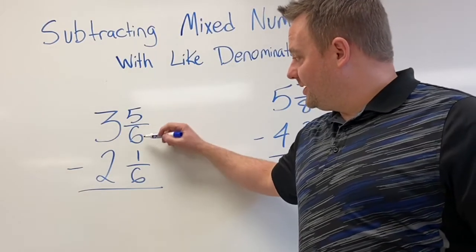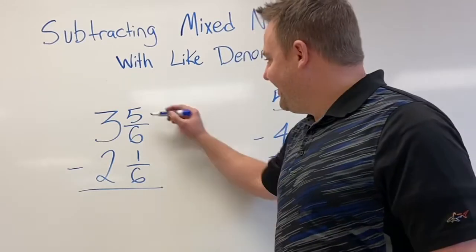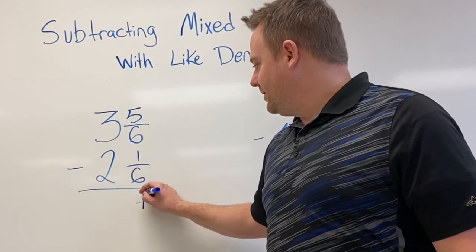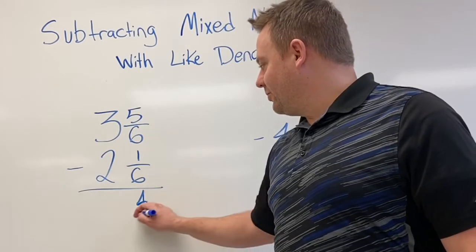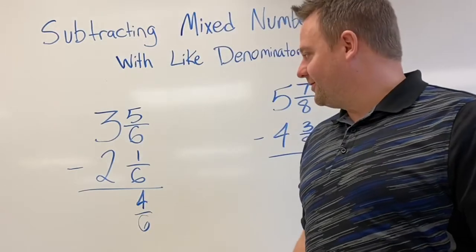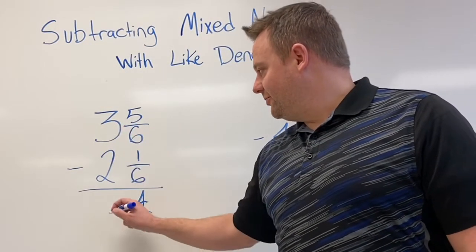Well, let's see. We have a common denominator, so this will be a piece of cake. 5 minus 1 is 4. And the denominator, of course, stays the same if you've been following our series here on adding and subtracting fractions. Now, 3 minus 2, well, that's 1.